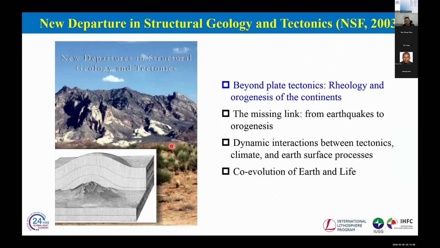Twenty years ago, the National Science Foundation released a white paper on research strategy in structural geology and tectonics. The title is The New Departure in Structure, Geology, and Tectonics. The community proposed four topics for the next 10 years of research. The first one is beyond plate tectonics: rheology and orogeny of the continent, which is just the topic we are talking about.